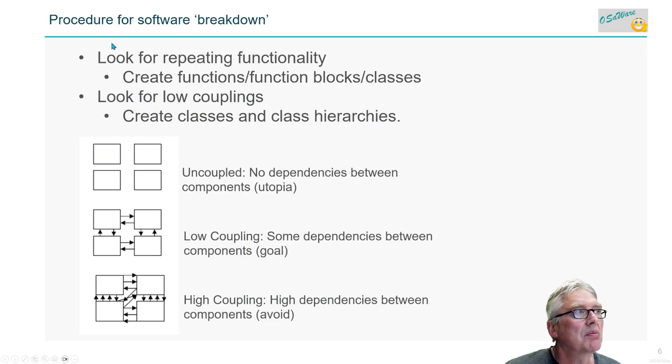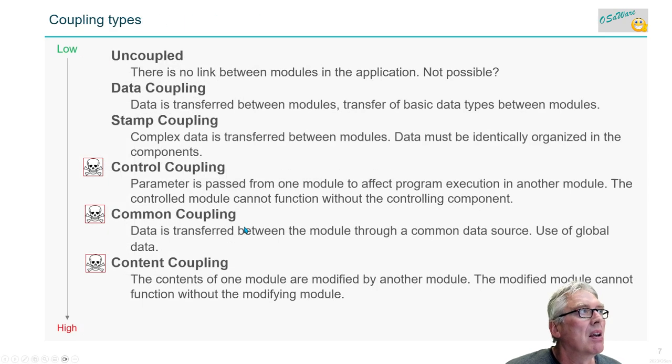Breakdown: look for repeating functionality, function blocks, classes, depending on your program. Look for low coupling, create classes and class hierarchies. So uncoupled, that's utopia. If you have components that don't talk to each other, they probably shouldn't belong together. Low coupling, that's what you're looking for. If there's high coupling between your components, maybe that should be just one component. Depends on the complexity.